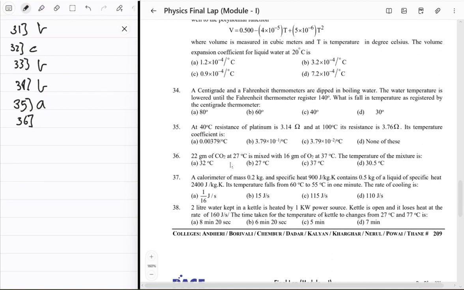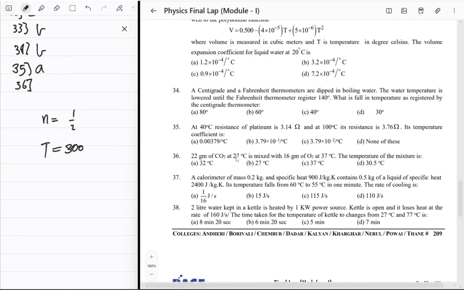36. 22 grams of CO2, that's like half a mole of CO2 at 27 degrees. So N is just 0.5 or 1.2 or whatever. Temperature is 300 Kelvin mixed with 16 grams of O2. So this is N1 बोल दो इसको, and what's N2?